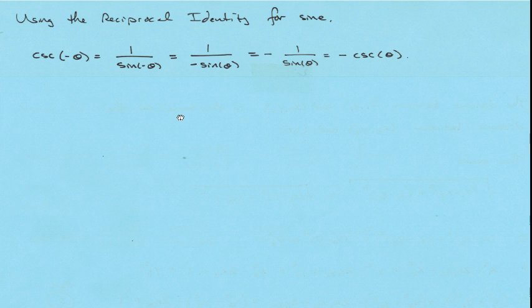Doing the same thing as we did for secant, we can remember that the cosecant of negative theta is going to be 1 over the sine of negative theta. But we just found out that sine is an odd function, so the sine of negative theta is negative the sine of theta. So we can take that negative off to the side, and we have 1 over sine of theta, but 1 over sine of theta is cosecant of theta. So we see that cosecant is also an odd function.